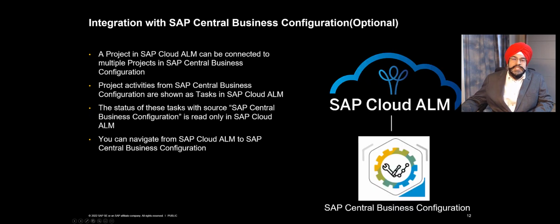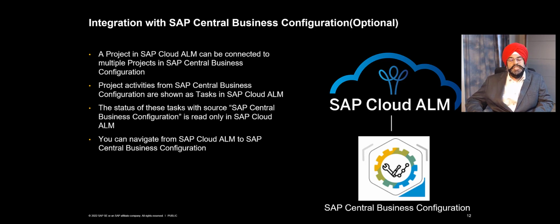Then we come to the optional step of integration with SAP Central Business Configuration. If you have enabled this configuration, then the drop-down for integration scenario will be enabled, and you can select this integration scenario. What you can do after this integration is set up is connect multiple projects in SAP Central Business Configuration to a single project in SAP Cloud ALM.